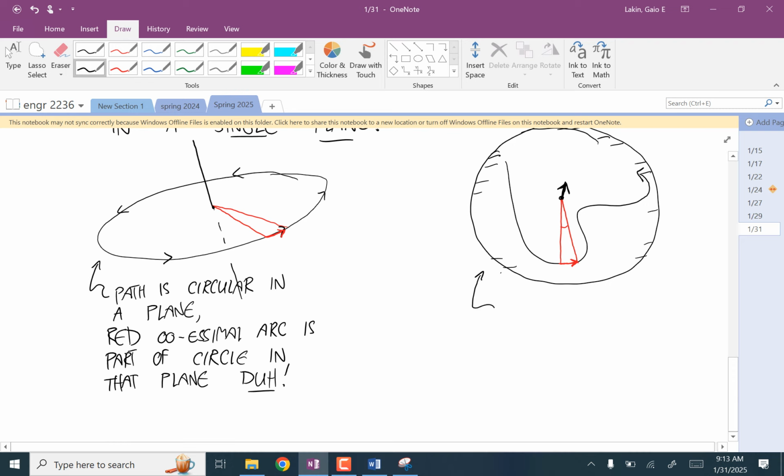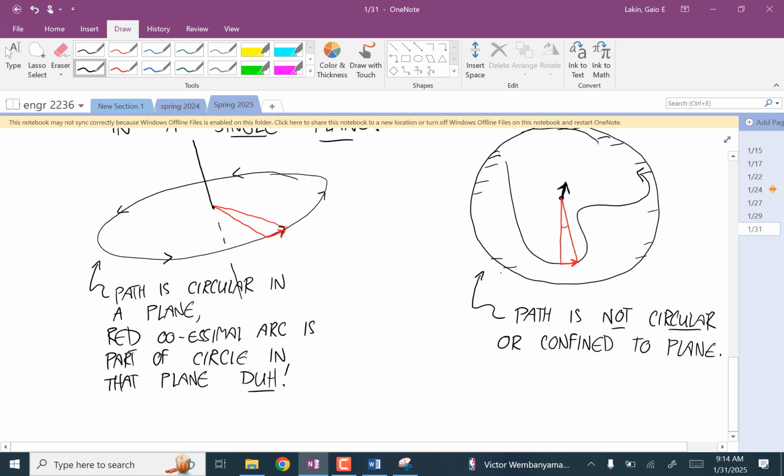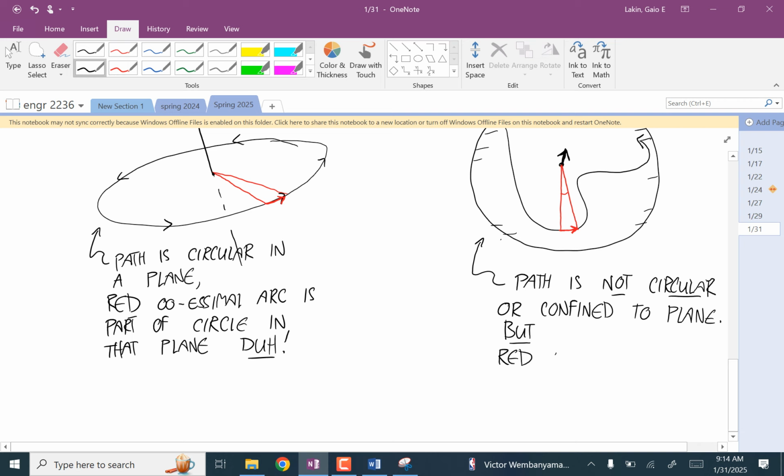So what about this? Circular, it's kind of an obvious thing. Spherical, it's not so obvious. The path is not circular or confined to a plane. But that red infinitesimal arc is circular and confined to a plane.